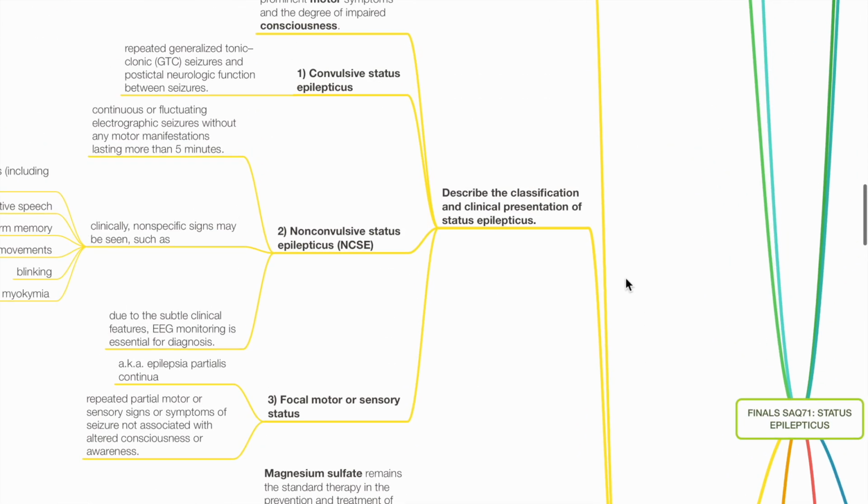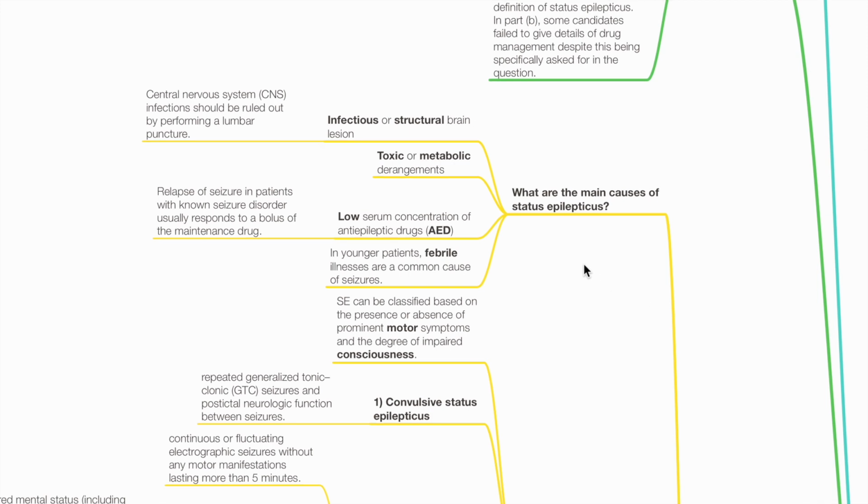Additional Q&A. What are the main causes of SE? This includes infectious or structural brain lesions, toxic or metabolic derangements, low serum concentration of antiepileptic drugs, and in younger patients, febrile illness.